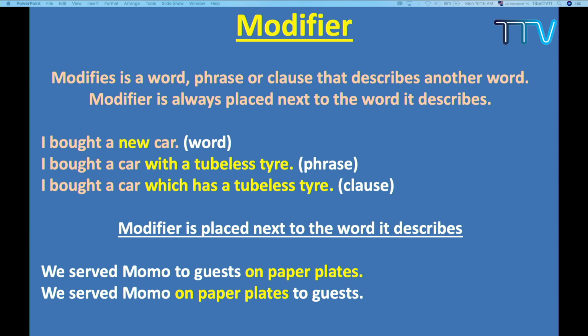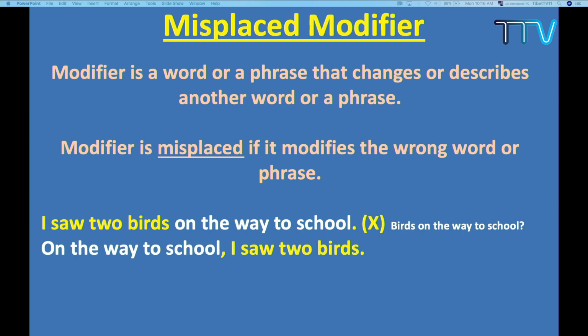Okay, so momo, paper plates. On paper plate describes the momo. Yes. And two guests. So this is how a modifier should be used. Now, I told you there is misplaced modifier and dangling modifier.